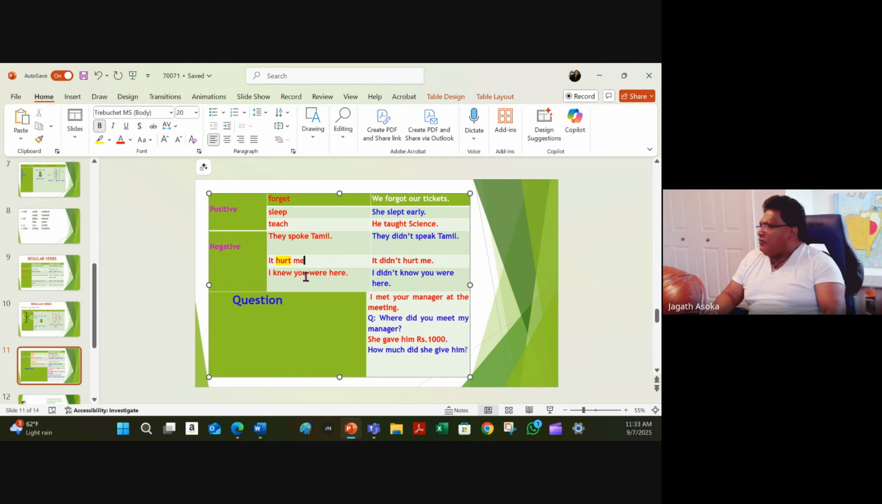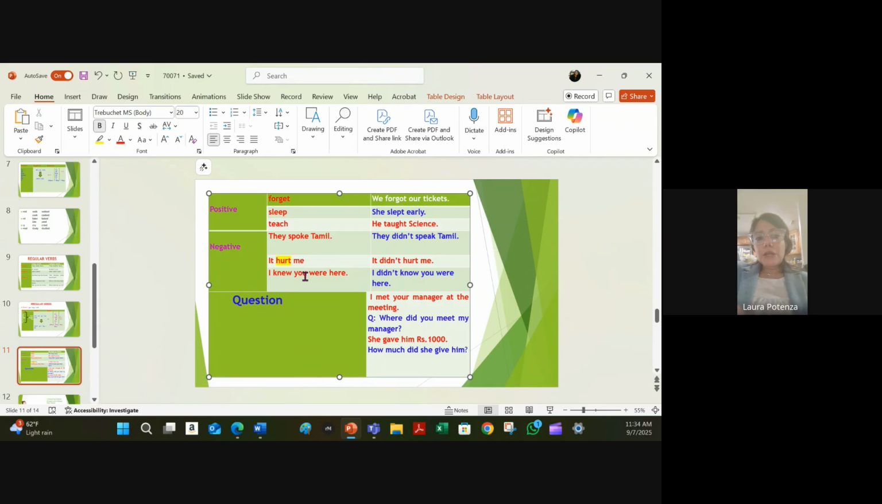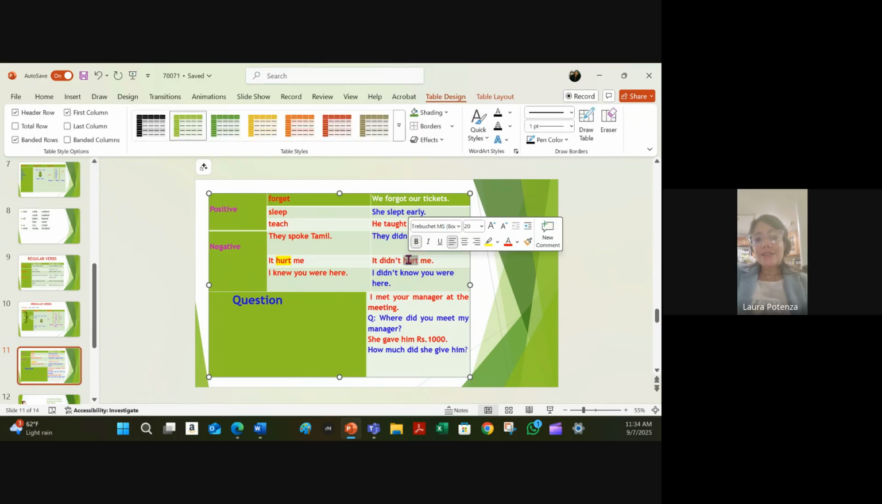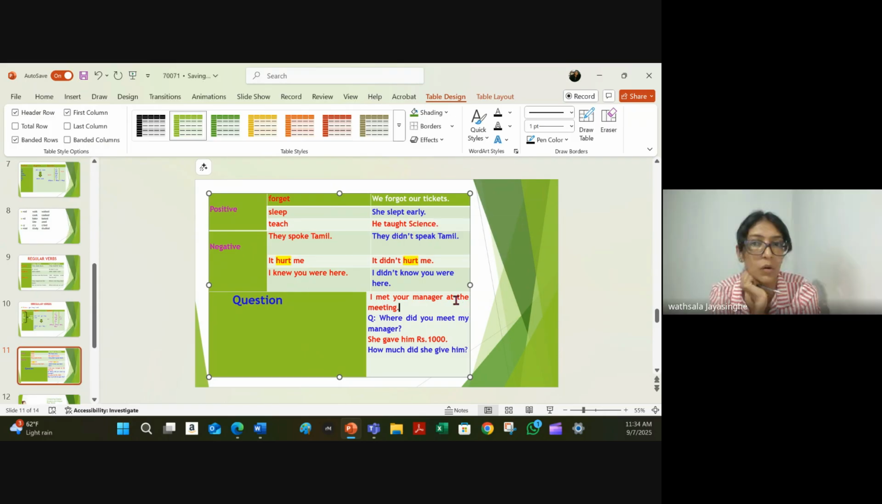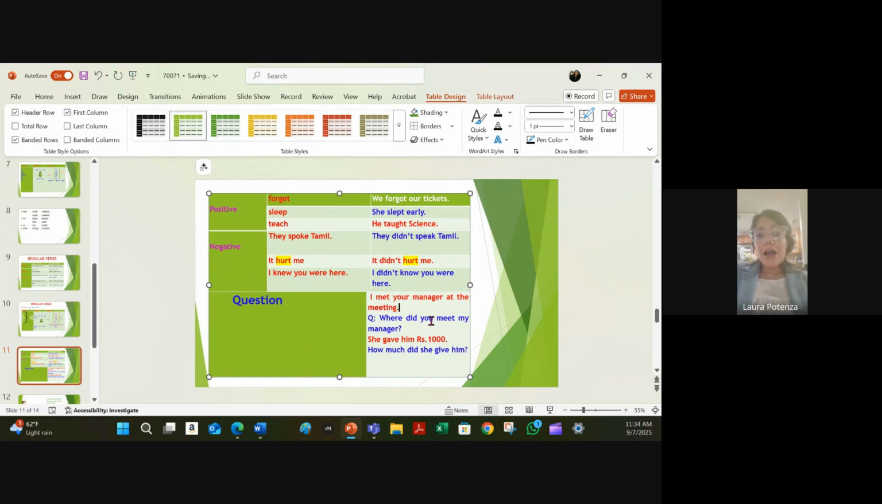From hurt or from the new? For instance, for negative, they spoke Tamil, then it turns to they didn't speak Tamil. You see how it went from spoke to speak. But in the second example, hurt doesn't change because of the word. The past tense of hurt is also hurt. Exactly. I understand, but I thought that's why they were both red, to show that in that particular word it didn't change. Exactly.